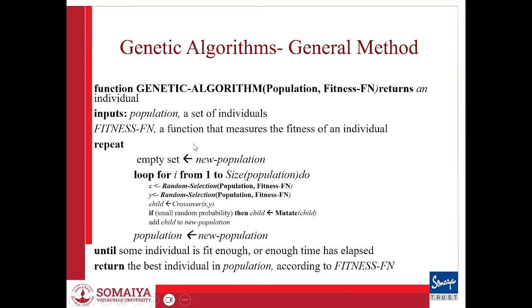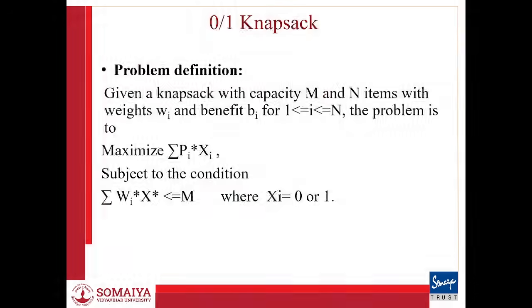Now, till when we are supposed to repeat the loop? So, until some individual is fit enough to be a solution or enough time has been elapsed, till then we can go on doing this. So, the output of this is going to be an individual. The individual which is the strongest according to the fitness function is going to be the answer to this genetic algorithm. So let us look at 0-1 knapsack problem which we have been studying since long, and how can we apply genetic algorithms to solve this problem.